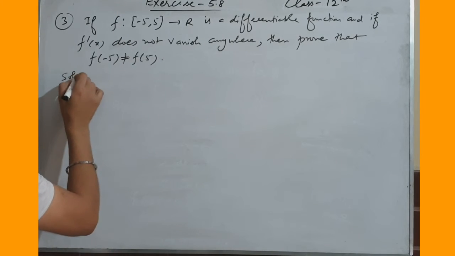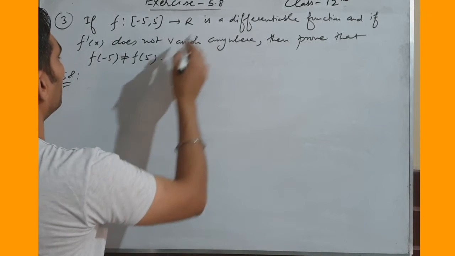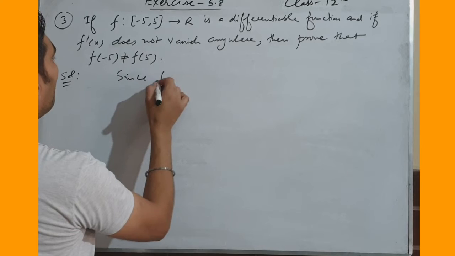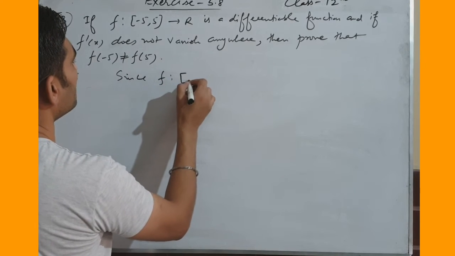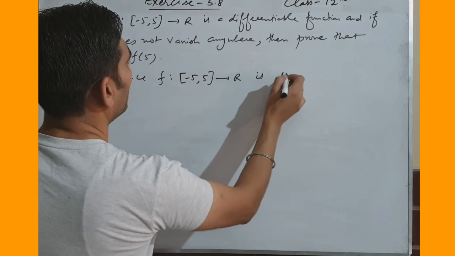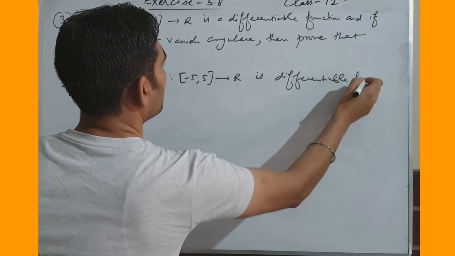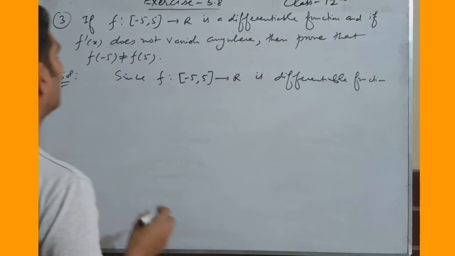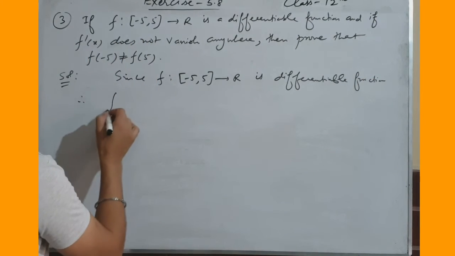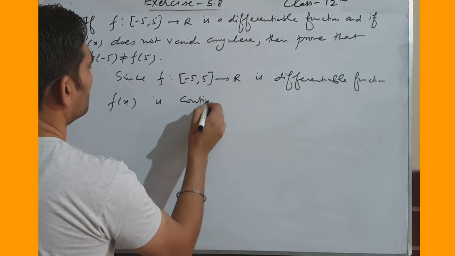So see its solution. You have clearly given, since f from this closed interval minus 5 to 5 to the real numbers is a differentiable function, therefore f x is continuous.